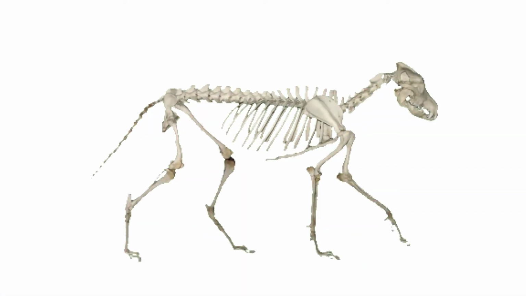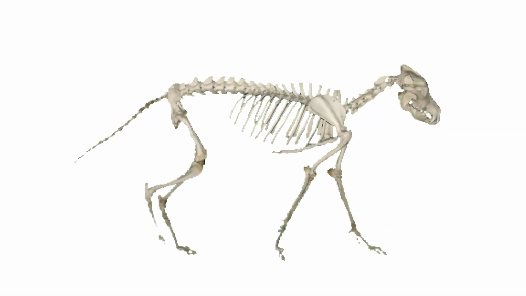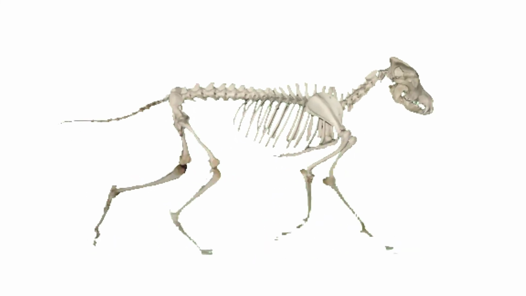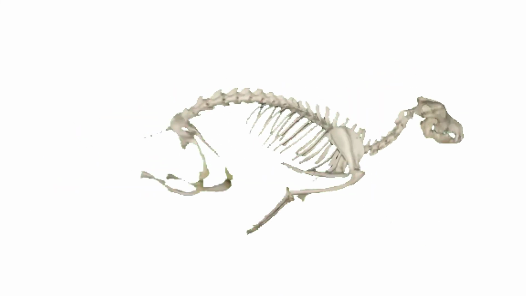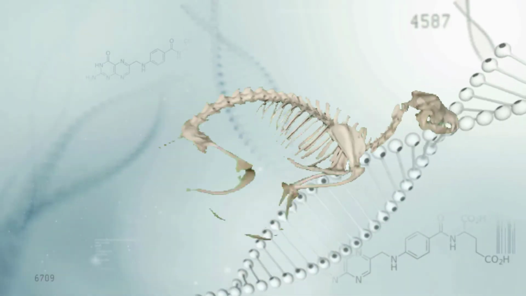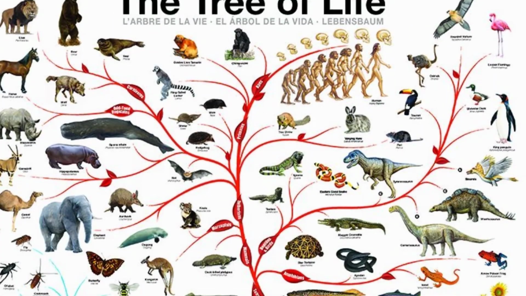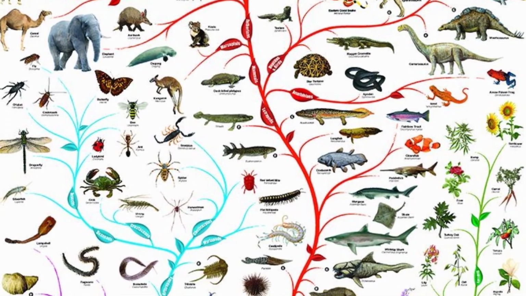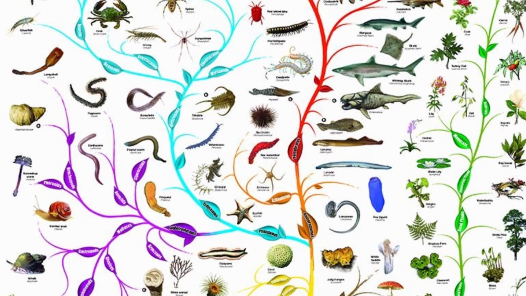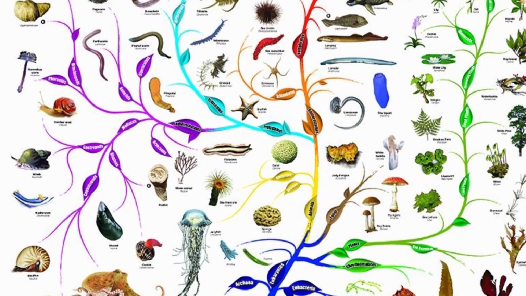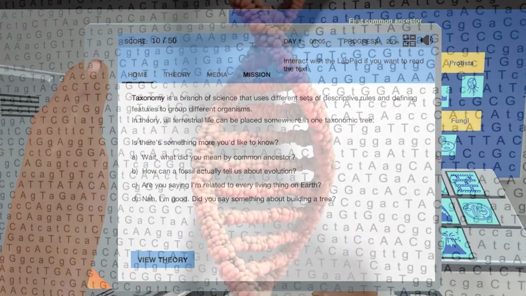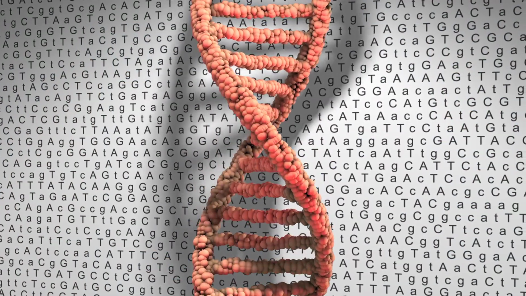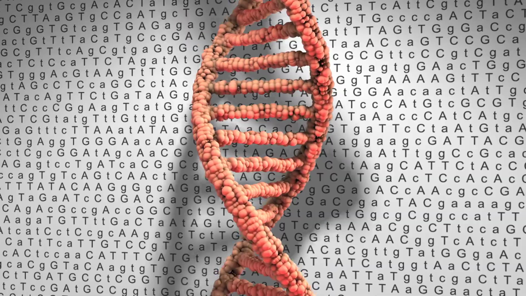Fossil and modern DNA studies allow researchers to compare genetic markers between modern and often extinct, ancestral species. Using such genetic methods to build lineage trees is a type of taxonomic research called phylogenetics. Taxonomy is a branch of science that uses different sets of descriptive rules and defining features to group different organisms. In theory, all terrestrial life can be placed somewhere in one taxonomic tree.